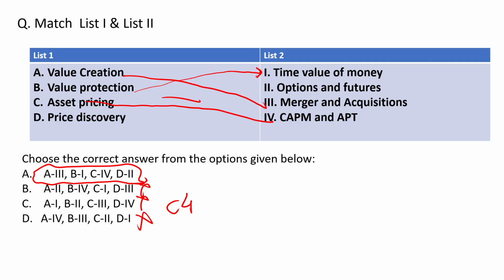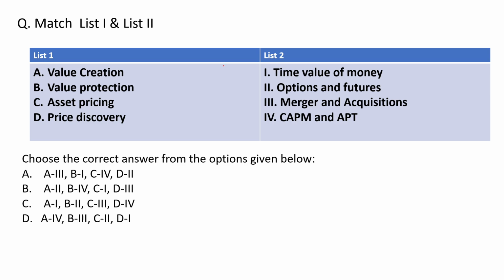Then the future, at present time what you will receive in the future, what is its value today, this you see in time value of money. Then value asset pricing deals with CAPM and APT, from where we made the question, and another is price discovery, where is options and futures. Options and futures are types of derivative contracts. In option you have a right but don't have any obligation. So option number A, 3, B1, C4 and D2 is the right answer.